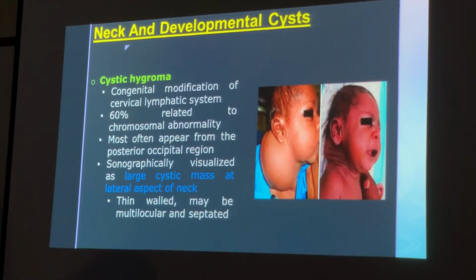So a cystic hygroma is a congenital malformation of the cervical lymphatic system. Okay? Cystic hygroma is related to the lymphatic system. All right, 60% related to chromosomal abnormality. Most often appear from the posterior occipital region, and they usually can extend down as they usually appear on the lateral aspect of the neck. Okay. These are thin wall, maybe multilocular or septated.